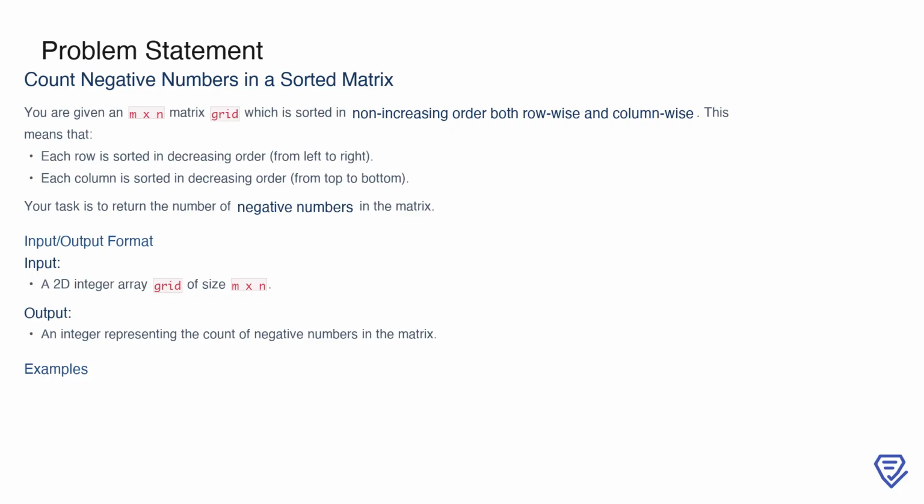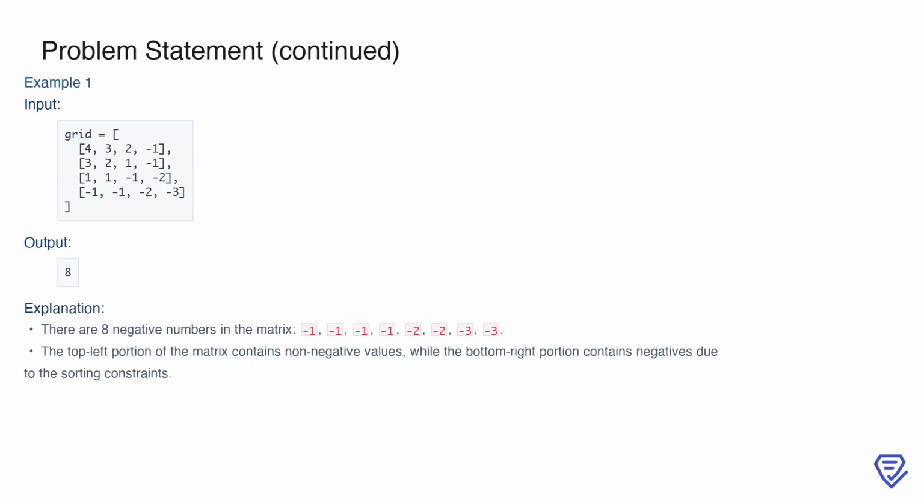To achieve this, the input will be the matrix itself, represented as a 2D array, and the output will be a single integer that represents the total count of negative numbers found in the matrix. Let's look at an example to understand the problem better.